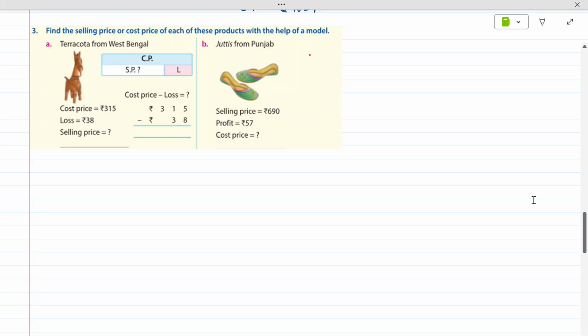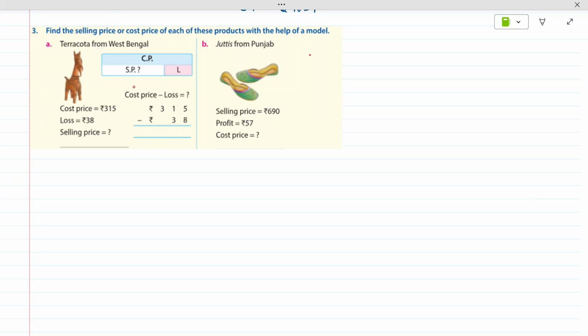Hello kids, in our last class we did exercise 2C, first and second question, and I hope that you have done the remaining part, the portions which we have not covered and which were the homework for you. So now in this class we will complete the rest of the exercise.